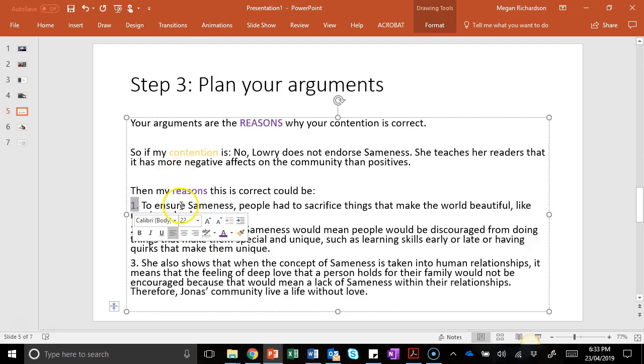Okay, so the first reason I came up with for why we know that Lowry thinks there are more negatives that come out of sameness than positives was, well, to ensure sameness, people have to sacrifice things that make the world beautiful, like music and colour. So that's one negative about sameness that we see. The second reason that I'm giving to say that no, she doesn't endorse sameness is that Lois Lowry also shows that sameness would mean that people are discouraged from doing things that make them special and unique, such as learning skills early, like the bike.